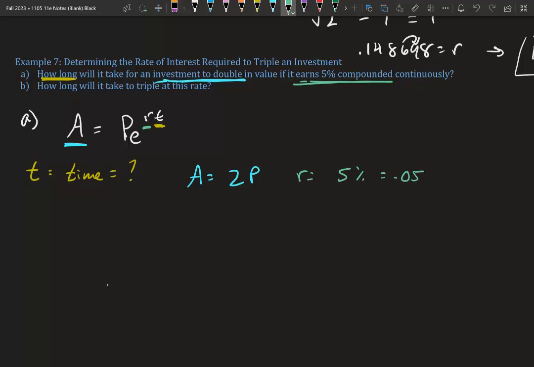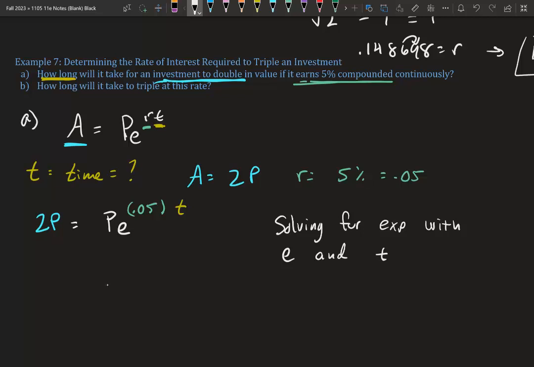Let's plug it in. We don't know how much we want. We just want to double it. So we have 2 times however much we put in equals however much we put in. We don't know how much we're putting down. So P times e to the power of r, our rate is 0.05, and then t. That's what we're trying to find. We want to know how long will this take. We're solving for an exponent.